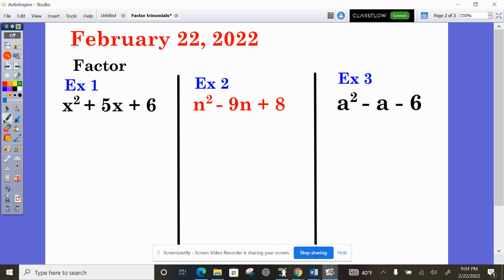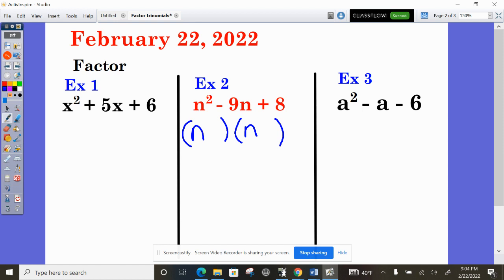In this video, we are going to talk about example number 2 in this set of examples, and we are going to factor this trinomial. And again, if we remember, in order to factor the trinomials, we need to start by writing our format, which will be two parentheses. In this case, because our variable is n, we write two n's at the beginning of the parentheses.